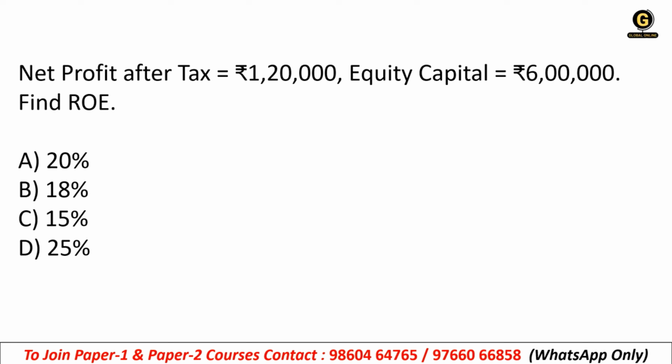Next, net profit after tax is 1,20,000. Equity capital is 6 lakh. Find ROE. Okay, 20%, 18%, 15%, or 25%. What will be the answer? So the right answer is 20%.